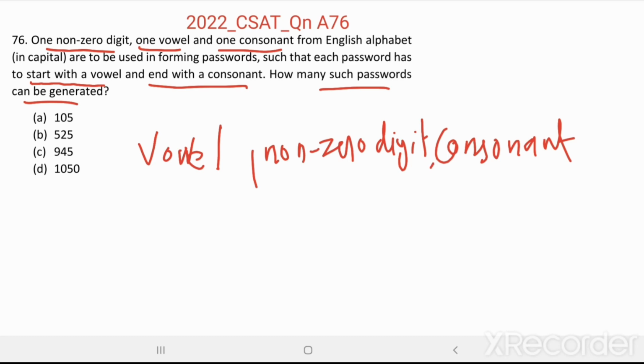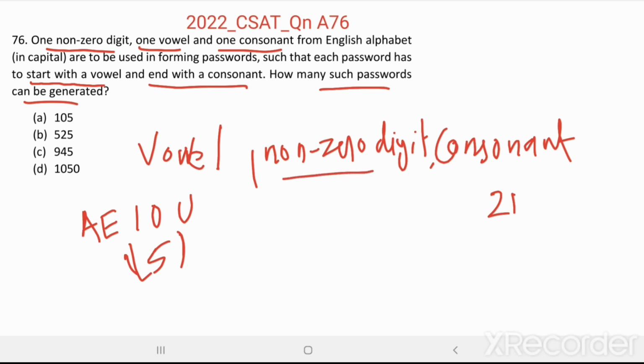So we know in the English alphabet A, E, I, O, U are vowels. Total 5 vowels are there. Then the remaining 21 are consonants. Total 26 letters are there. Then non-zero digits. There are total 10 digits. We are just removing 0. Then 9 digits are there.